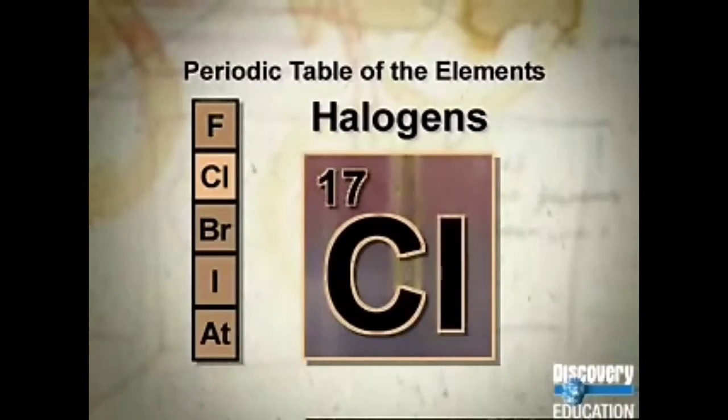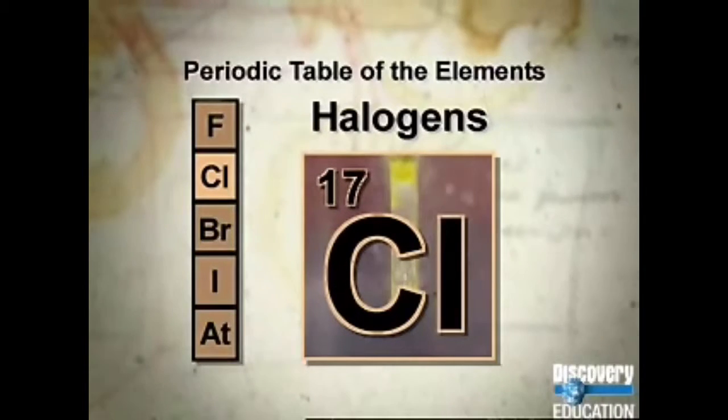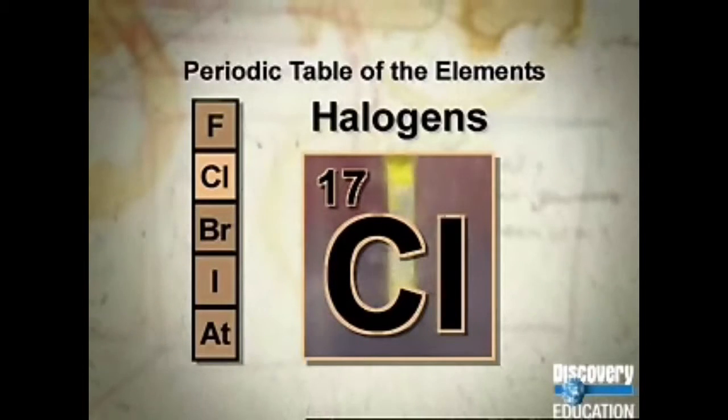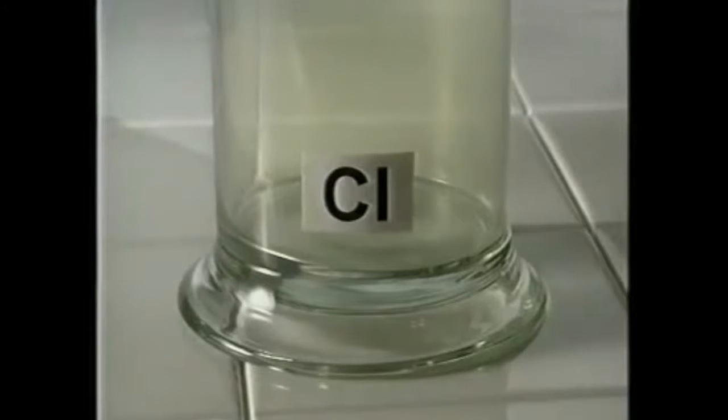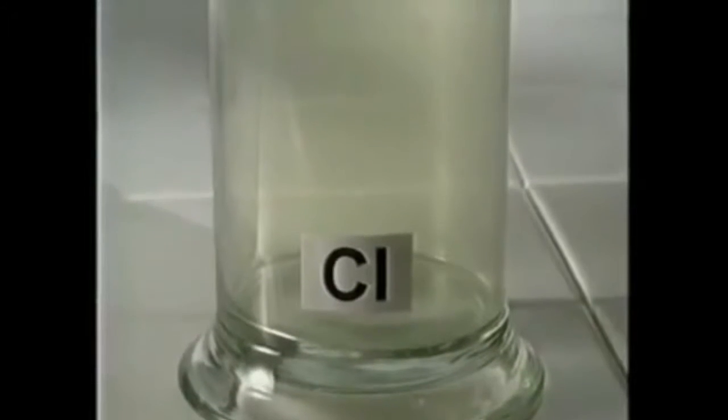Our second element is called chlorine, denoted as Cl. Its atomic number is 17, while its atomic mass is 35.45. It has a melting point of negative 100.98 degrees Celsius and a boiling point of negative 34.6 degrees Celsius. It is the second lightest halogen following fluorine.